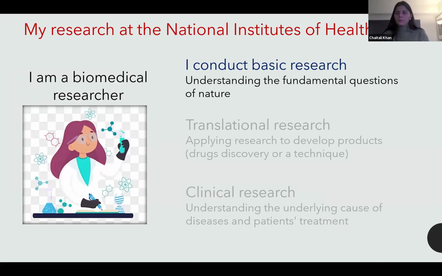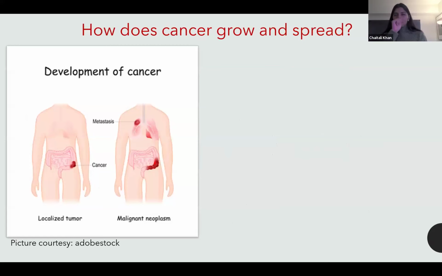So I'm a postdoc at the NIH, and I conduct basic research, right? Where I do not bother about the translational side, how I'm going to make a product out of it. That is not my worry at the moment, and I'm not a clinical person. So in my basic research, I ask a very fundamental question, which is how does cancer grow and spread? Which is a very broad question. I can sit in a garden and ask this question, right?